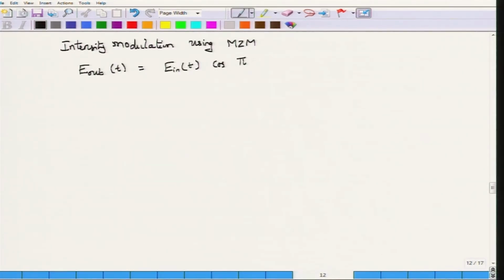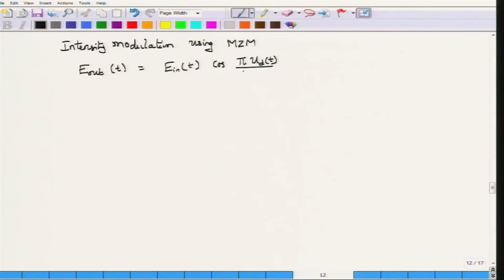There is, in the argument of cos, cos pi ud of t. Remember, ud of t is the difference signal between u1 and u2 of a dual drive Mach Zehnder modulator. This Mach Zehnder modulator is being driven by u1 and u2, and ud corresponds to the difference between u1 and u2. So, you have cos pi ud of t divided by 2 v pi.